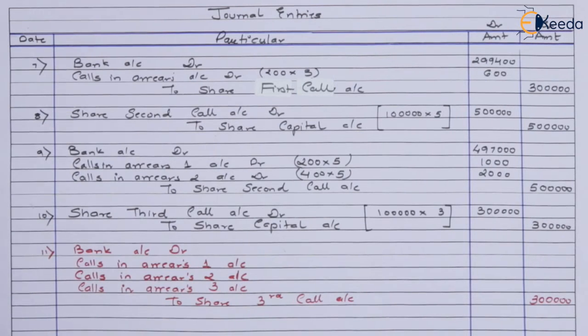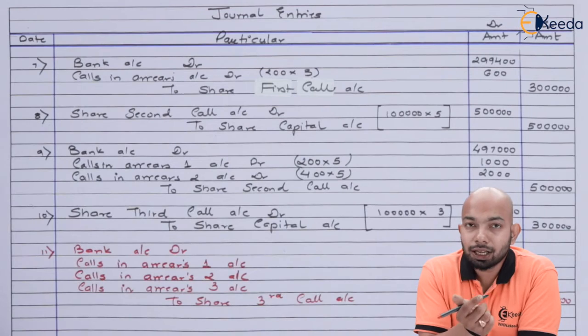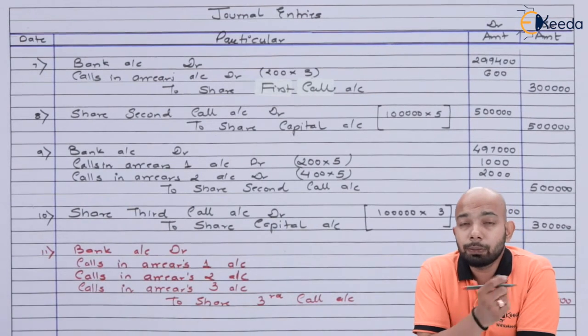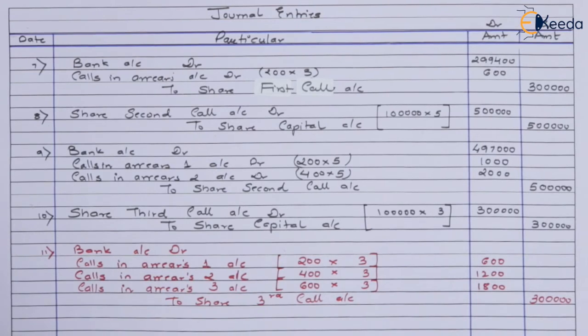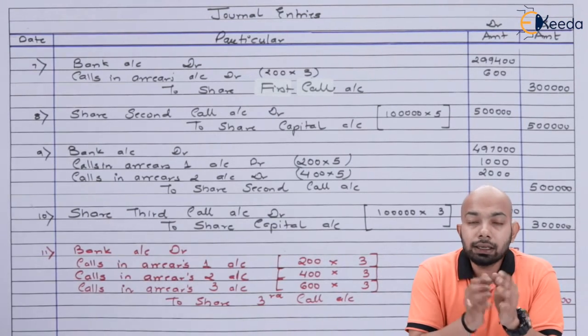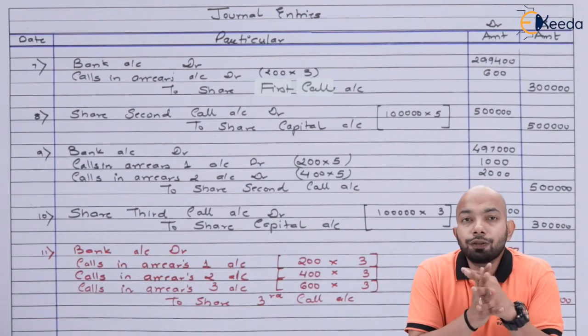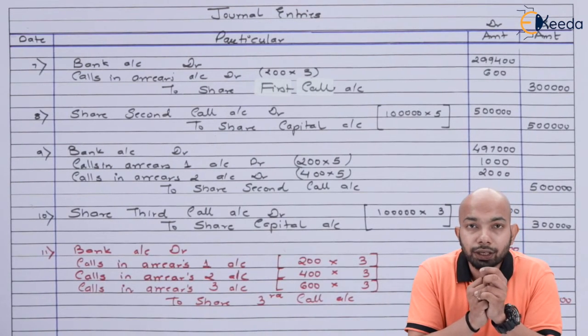Now these 3 people haven't paid up the amount related to the third call, so we'll mention that calculation now. So in total, we haven't received 3,600 rupees. Whatever that amount is, we'll subtract it from 3 lakh, and the balance is our receipt that we have received from all the shareholders. Now after this, the company decided that the share forfeiture should happen. So let's pass the journal entry referred to the share forfeiture account now.